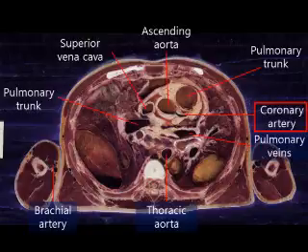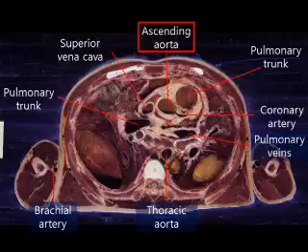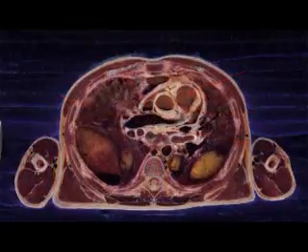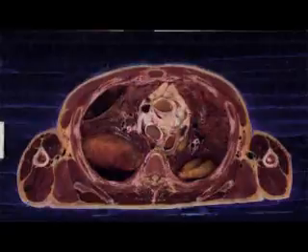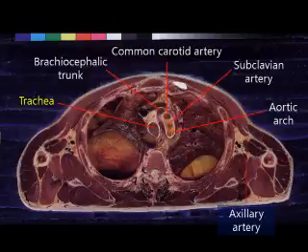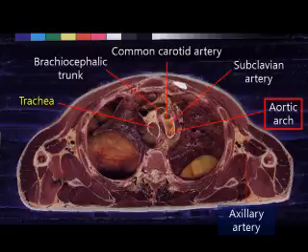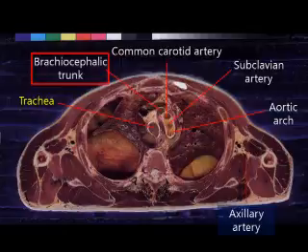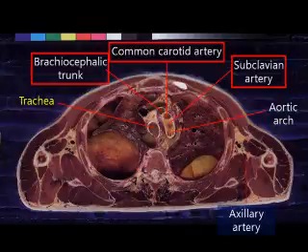This looks a bit odious. Look at the ascending aorta. When the ascending aorta goes upwards, it becomes the aortic arch. The 3 parts of the aortic arch are the brachiocephalic trunk, common carotid artery, and subclavian artery.